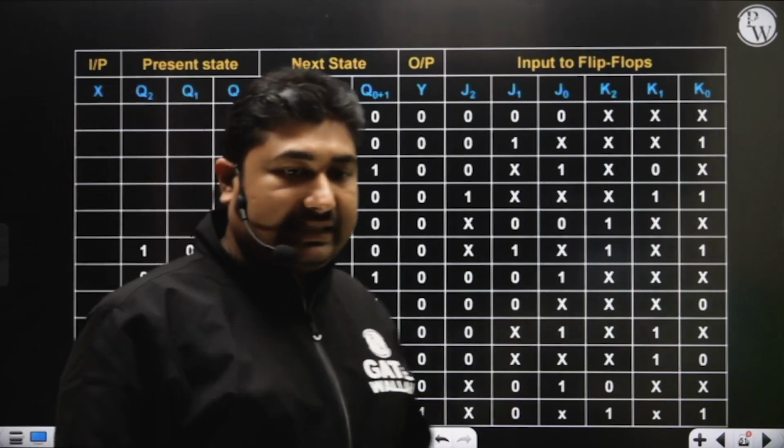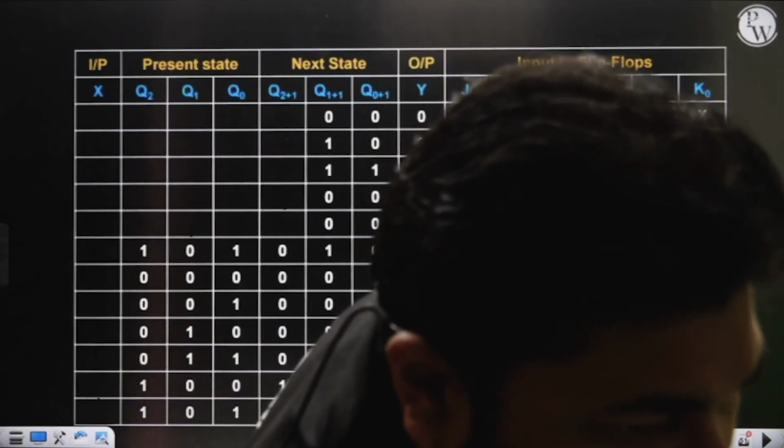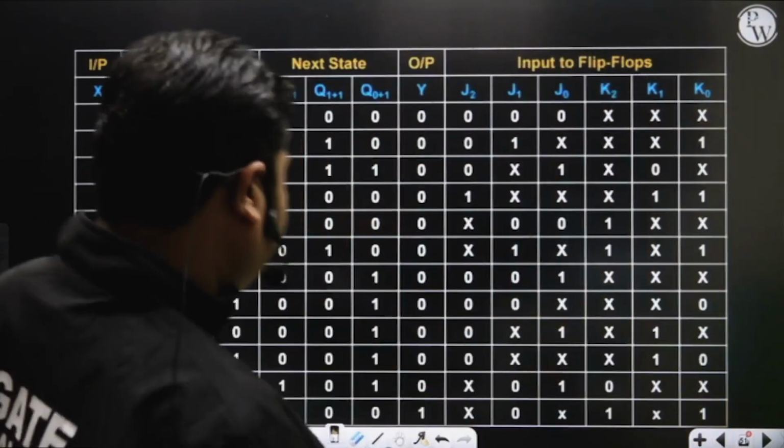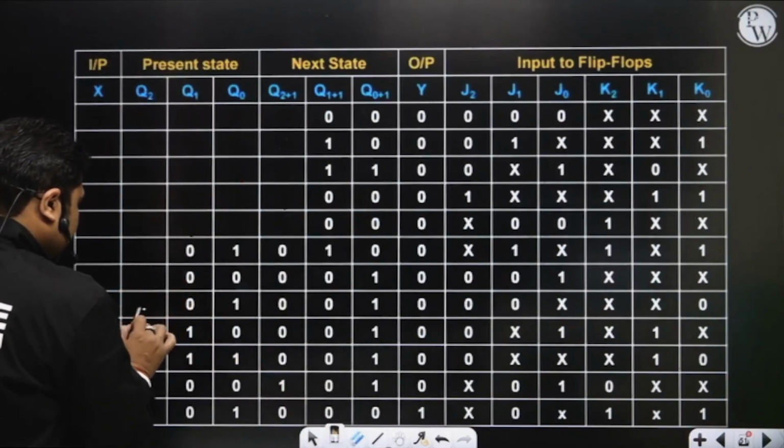Up to this part, everything is clear. If you have any issue with anything, please feel free to ask. Great. Up to this, everything is clear.